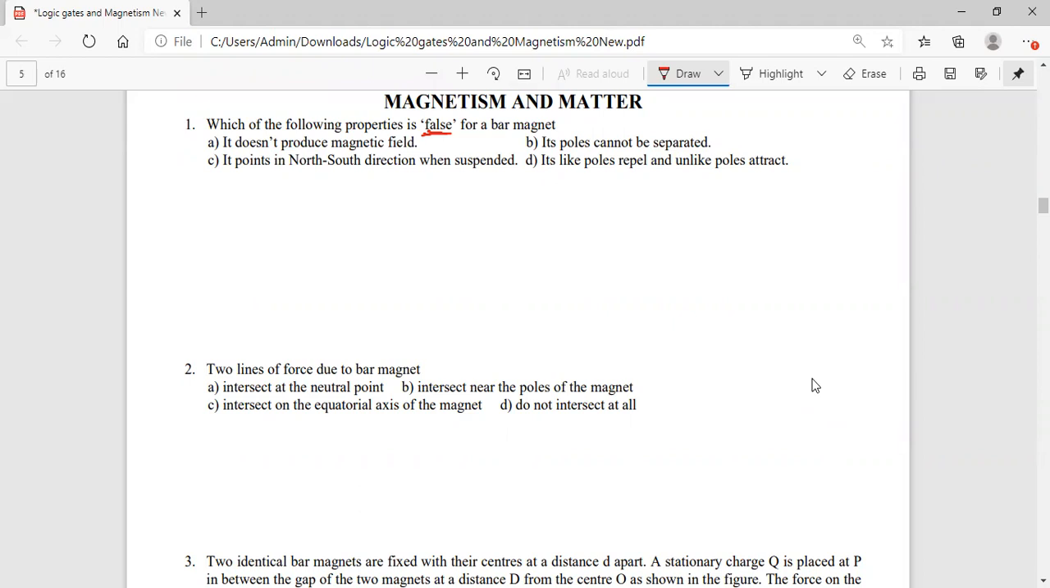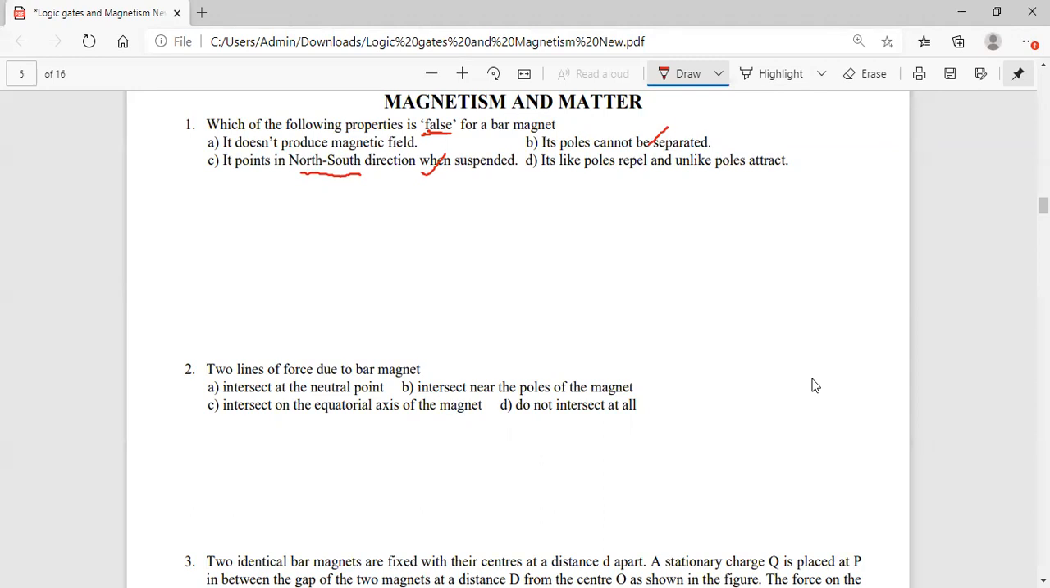So from this, it is clear that its poles cannot be separated. Yes, the poles of a bar magnet cannot be separated. If the bar magnet is made into pieces, every piece has a north and south pole. If any bar magnet is suspended, it always comes to rest in the north-south direction. This is also a correct property. Like poles repel and unlike poles attract. Correct. And it does not produce a magnetic field.